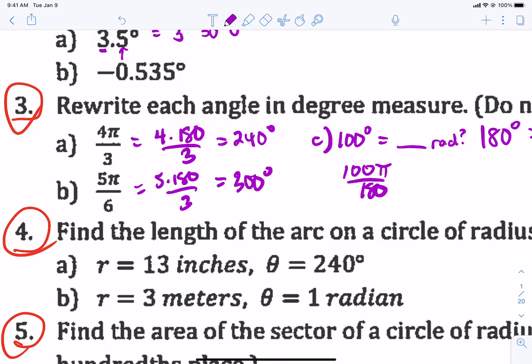Well, 100 and 180 are both divisible by 20, and if you divide it by 20, you get 5 over 9, so that's 5 pi over 9. That's the exact answer I'm looking for. Let's do number 4.